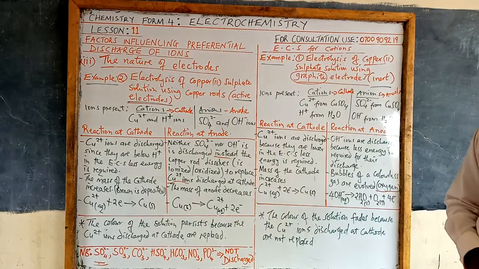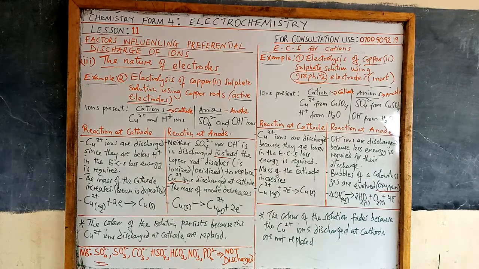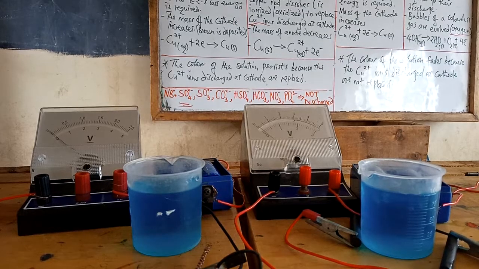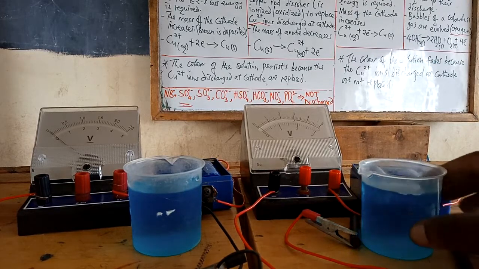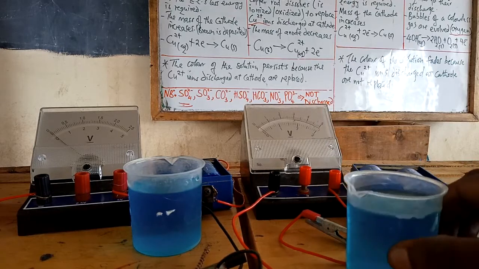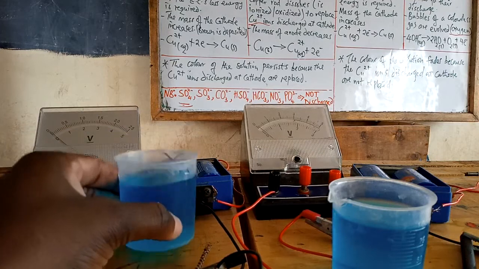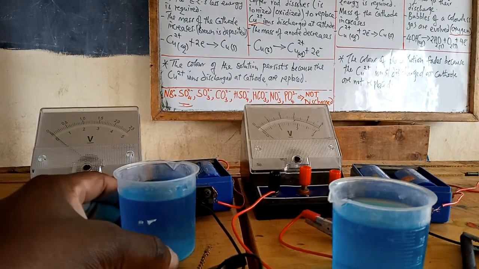So over here is the setup for the two experiments. In this first setup, this is copper 2 sulfate solution, as well as this over here. This is copper 2 sulfate solution. So I have here two beakers containing copper 2 sulfate. And in this first one, I'll use the graphite electrode.